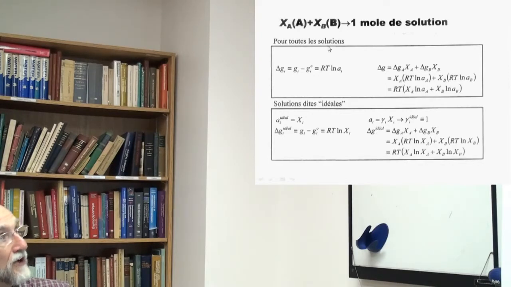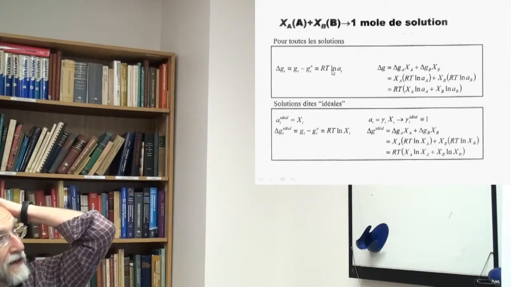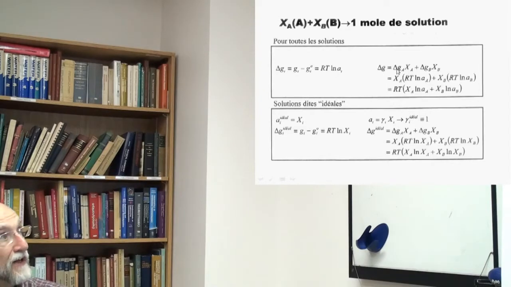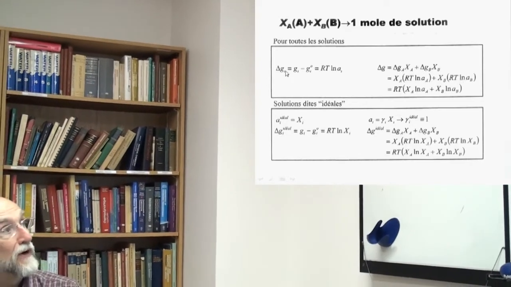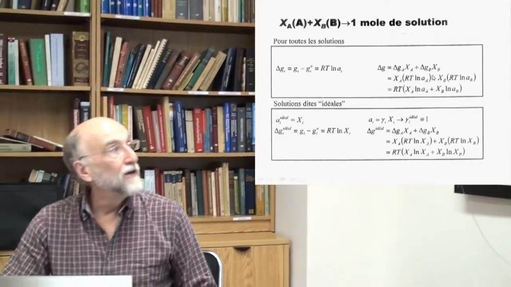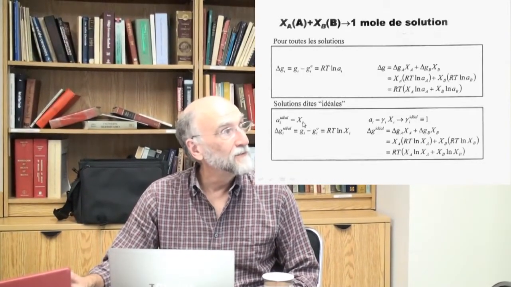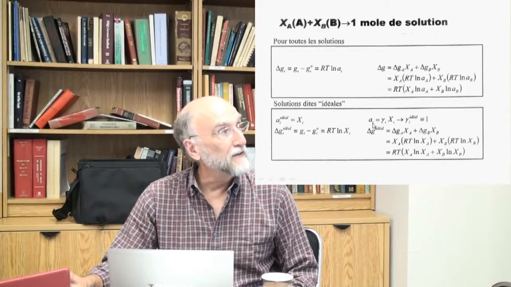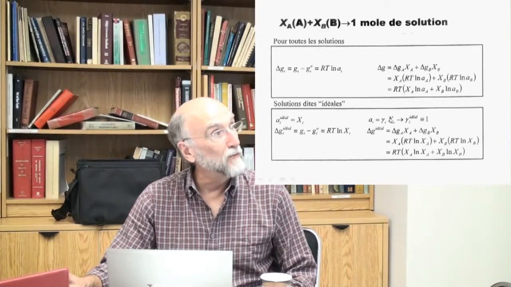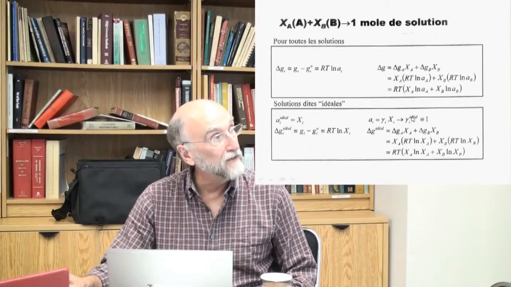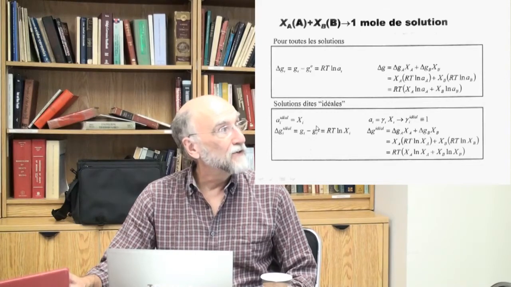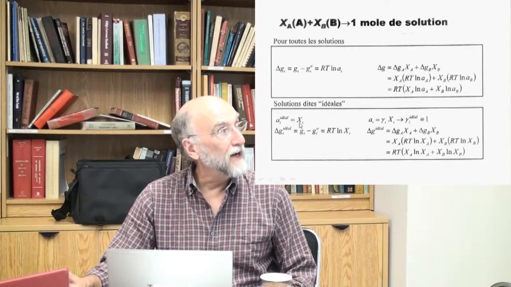every solution, the delta G is RT log activity, and the delta G of mixing is delta G A XA plus delta G B XB, which is RT log activity of A. So these equations hold generally for every solution. For an ideal solution, the ideal activity is equal to the mole fraction. Or the activity is equal to the activity coefficient times the mole fraction, but the ideal activity coefficient is equal to 1. So in an ideal solution, the activity is equal to the mole fraction.